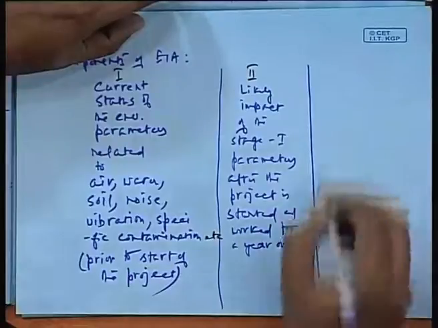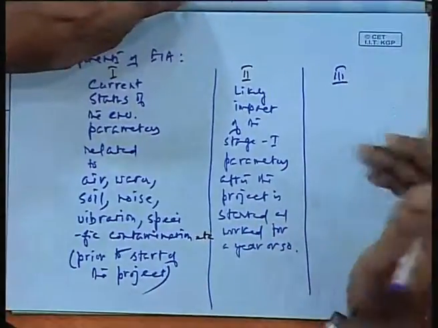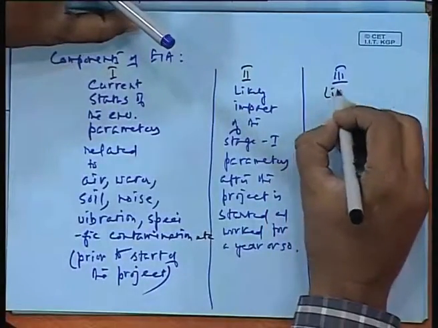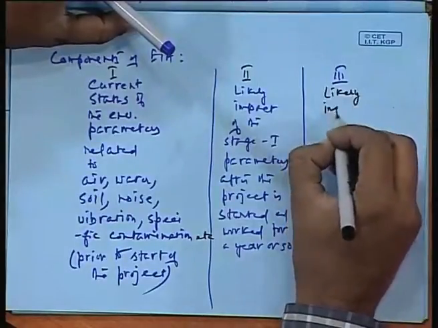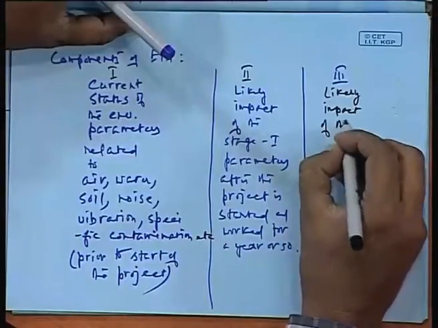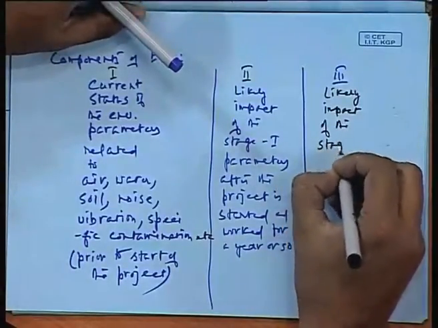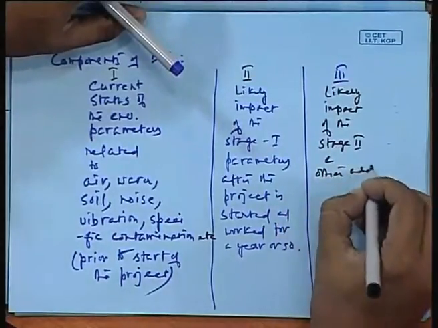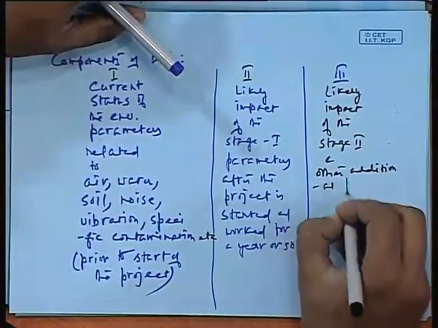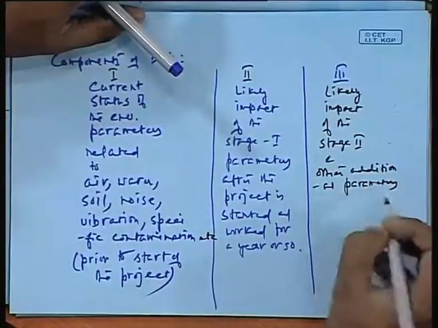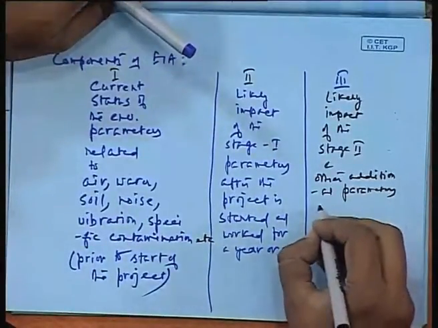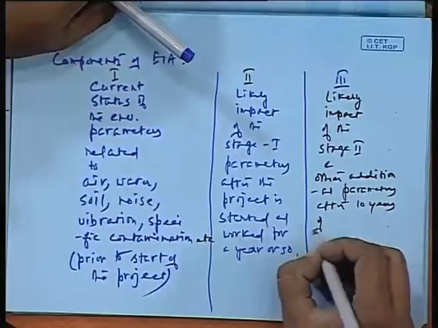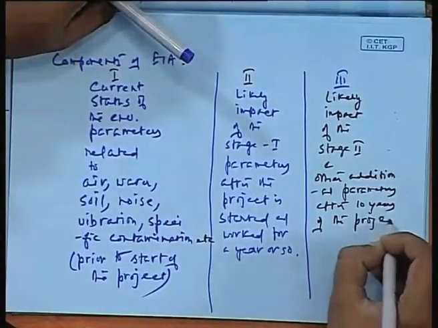And the third one we generally do is a futuristic assessment: the likely impact of the stage 2 and other additional parameters after 10 years of the project startup.